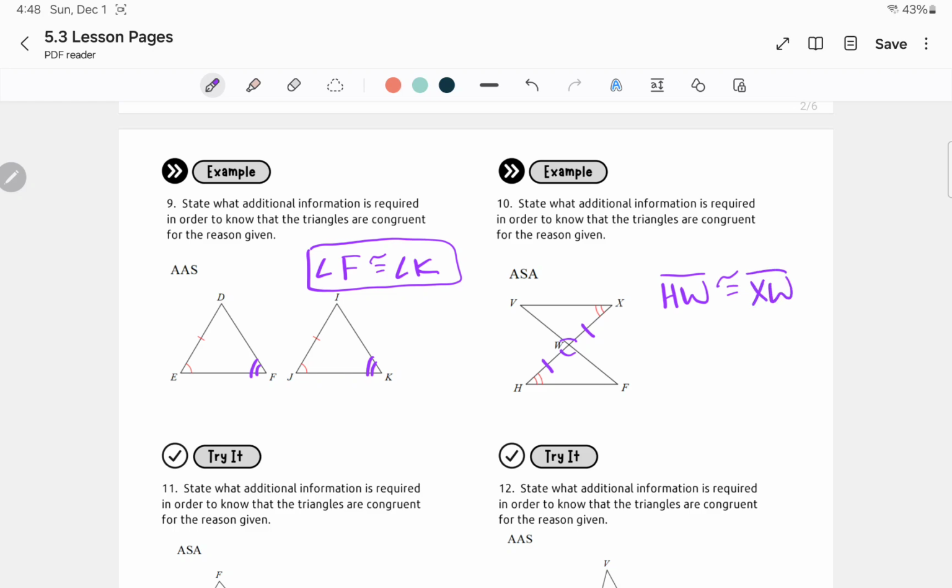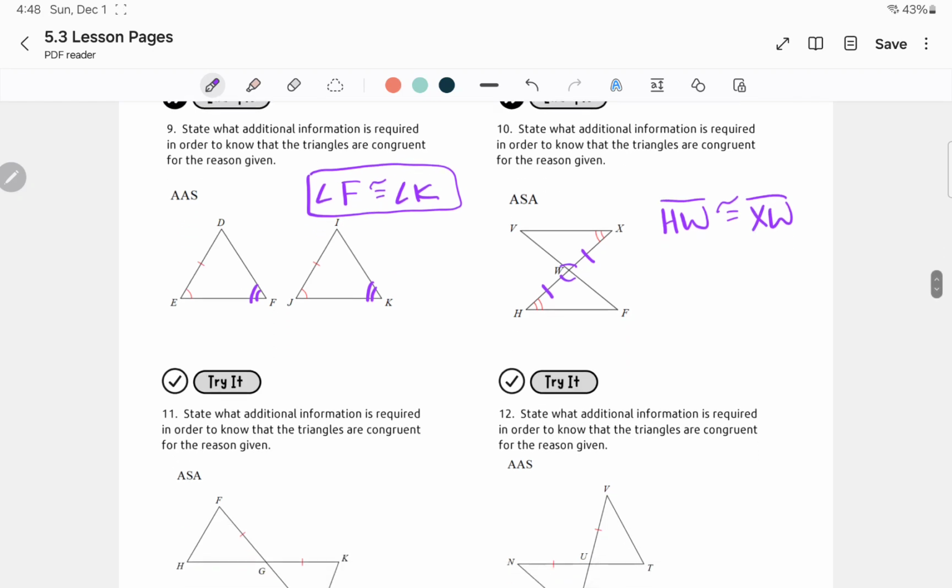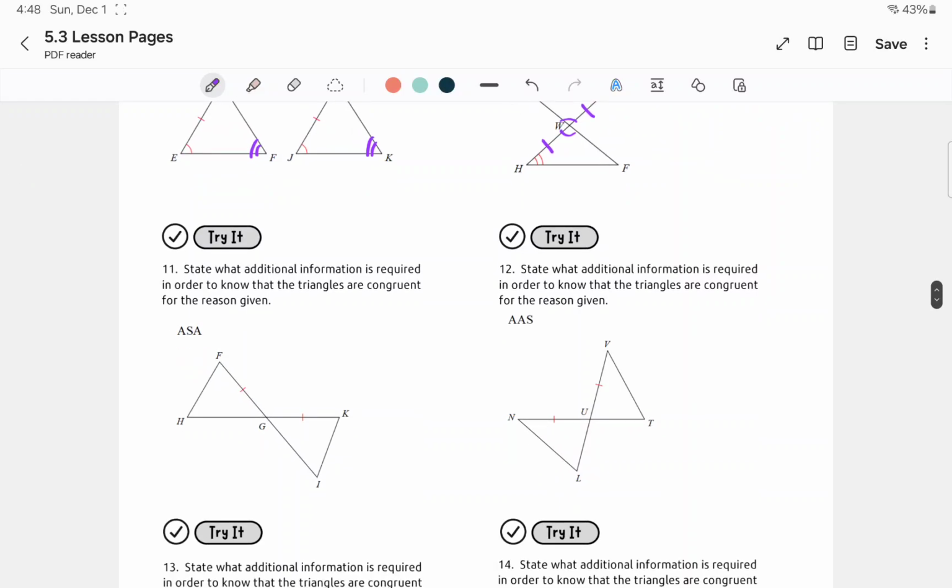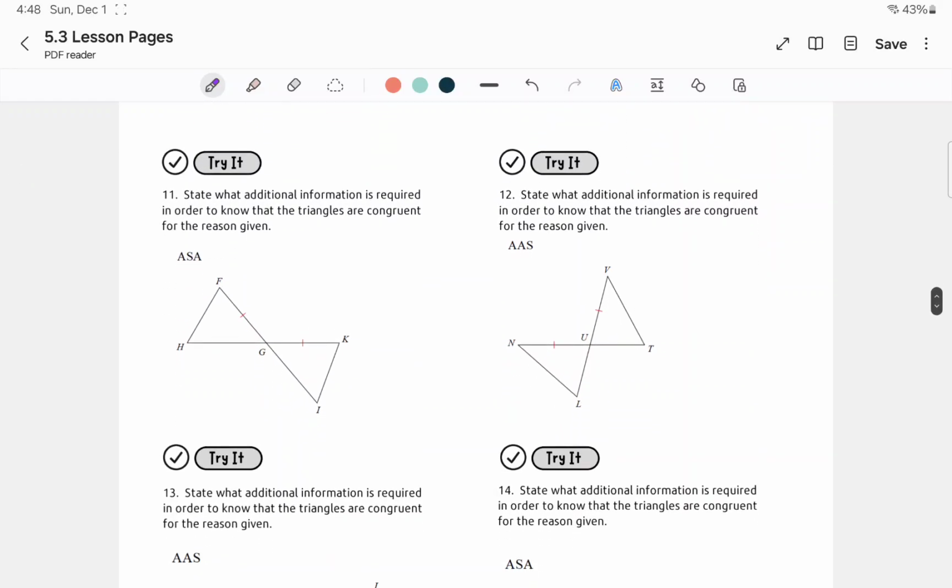All right. So go ahead and pause. You're going to try 11, 12, 13, and 14. And again, just look at what's already given. It's going to be 2 pieces of information. And they're asking, what's the third piece? What's not marked for that congruency to work out? So go ahead and try 11 through 14.